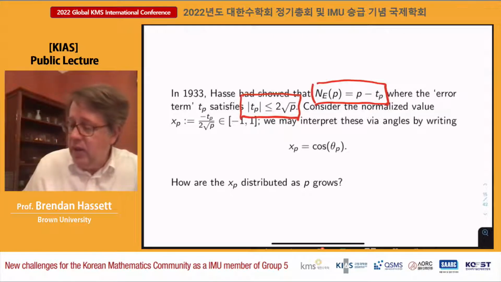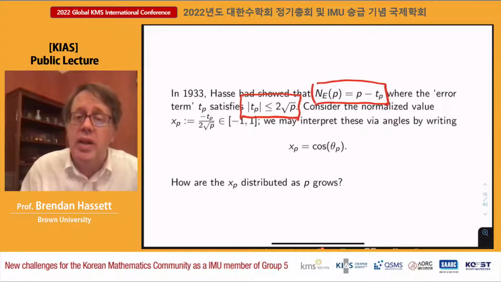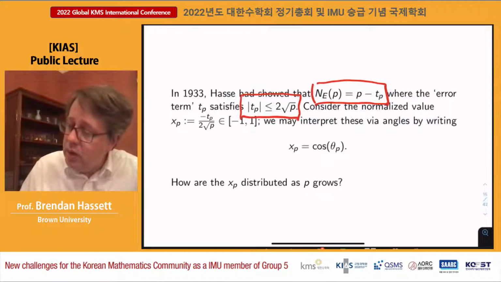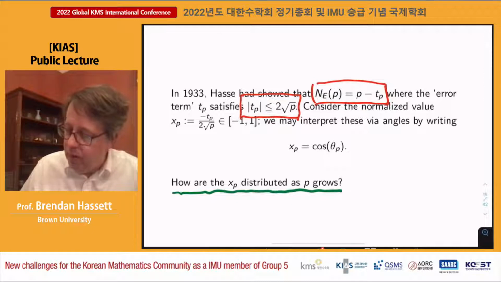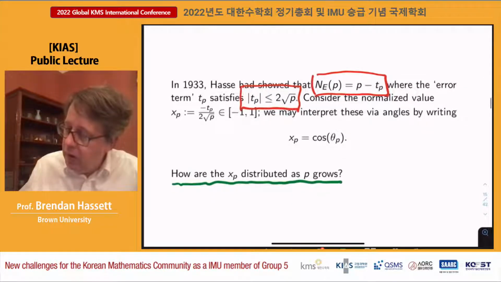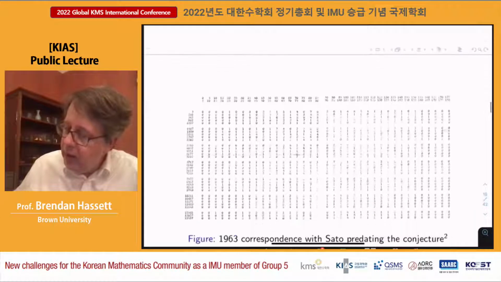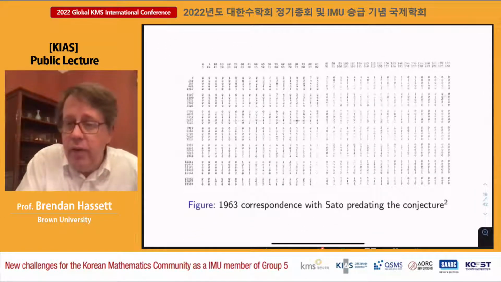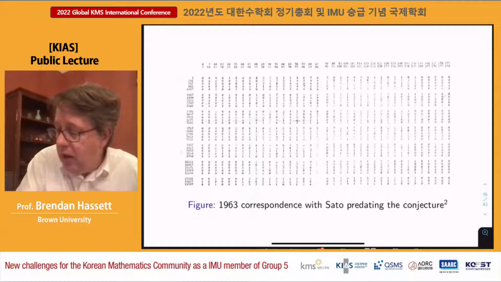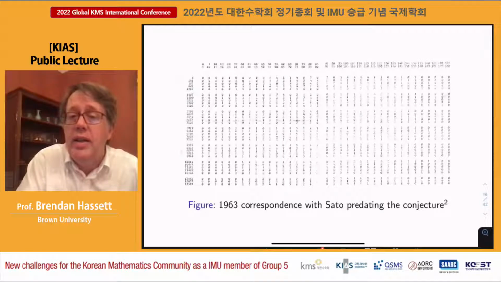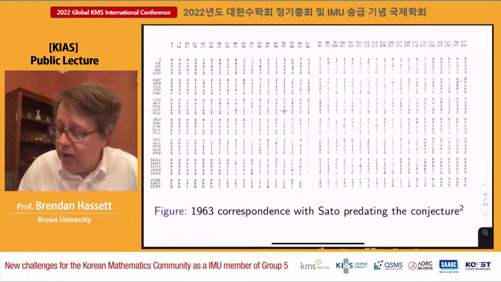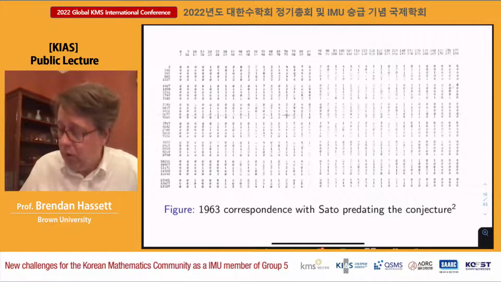And so we can normalize these so that they fall in a unit interval. And as such, we can think of them as being cosines of angles. And so the question that we come to is, how are these normalized quantities distributed as you vary over all primes? This is a natural question once you know the general structural results that Hasse proved. And here is an excerpt from correspondence involving Mikio Sato, with computations that they did leading up to this conjecture in 1963. Again, they compiled quite impressive sets of data to inform their work.